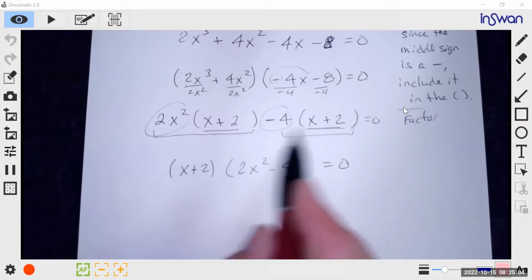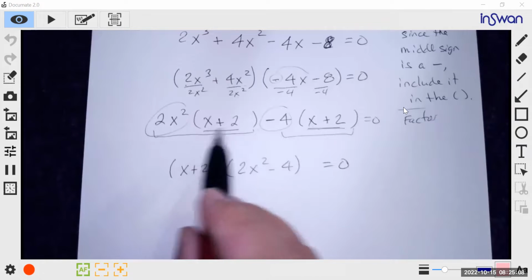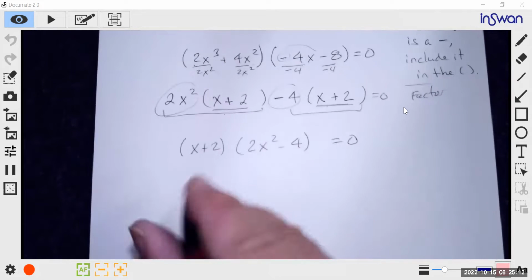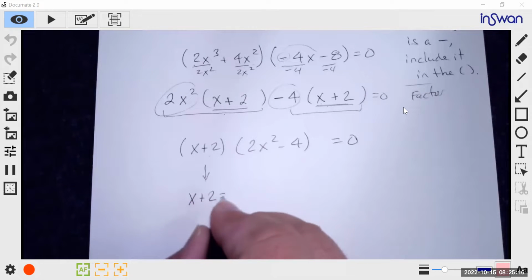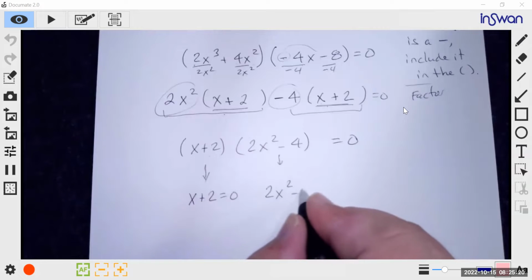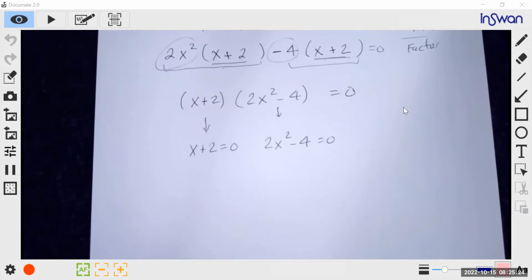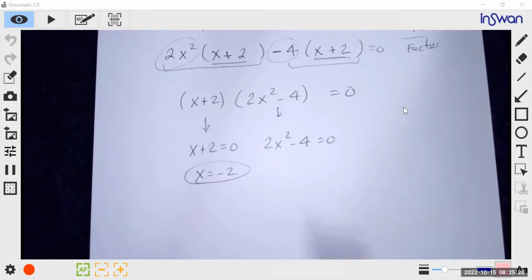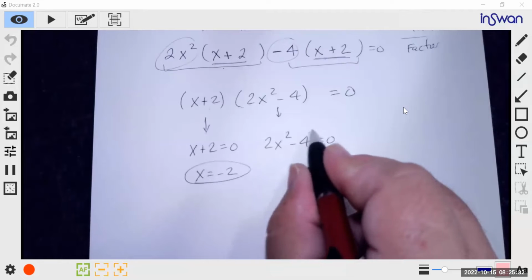Yeah, since these are the same in both of them, we factor it out. If we factor them out, what we're left with is x squared minus 4. Now we'll set these equal to 0 and solve. So x equals -2. Only one x, so this one has to go over there.